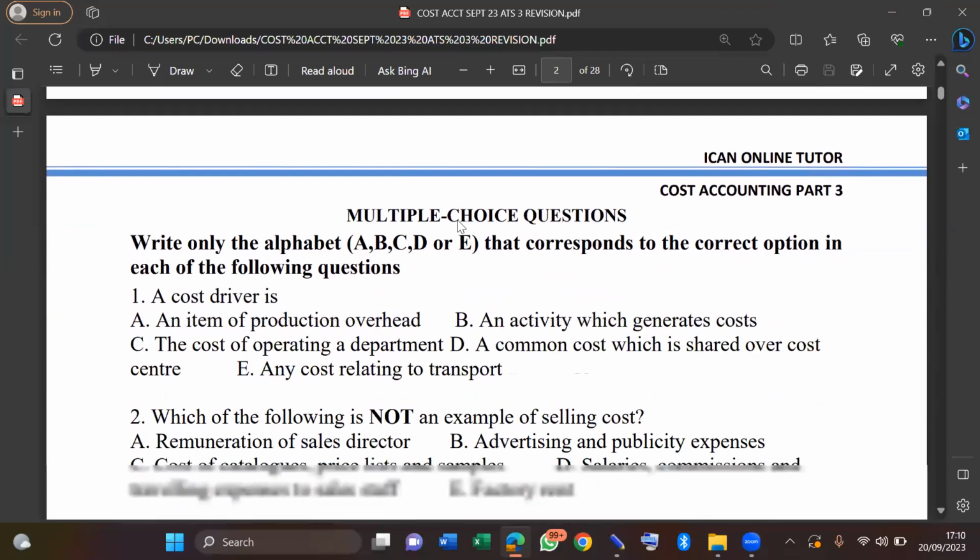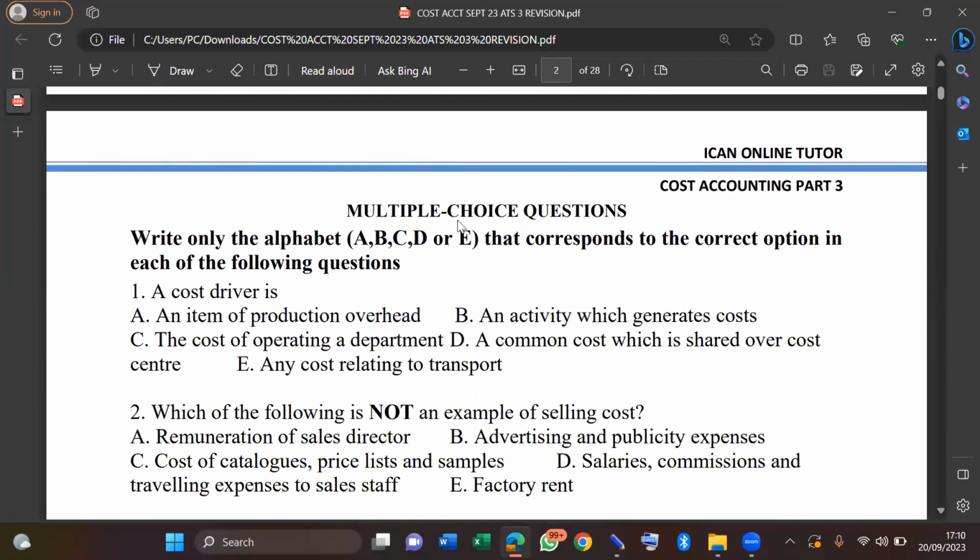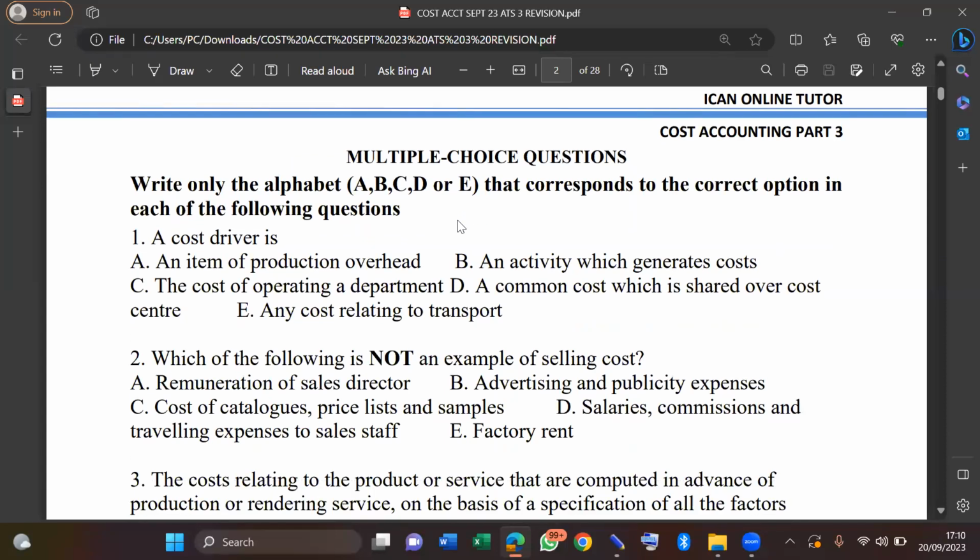It is worthy of note that our revision has been divided into the three types of examination question we shall be going through, which are the objective, subjective, and the theory aspect. And I want this to be as interactive as possible.